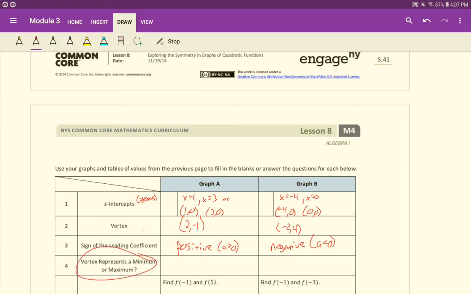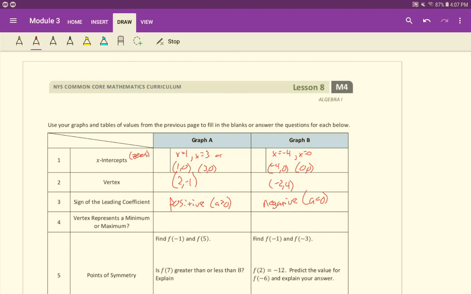Does the vertex represent a minimum or maximum? Well, we can go back and look at our graph, or we can just remember that since we have a positive lead coefficient, our graph is going to be like this, the U, so our vertex will be a minimum, the bottom of that. Here we have a negative lead coefficient, we'll have the upside down U shape, so our vertex will be at the top here, which means it is a maximum.